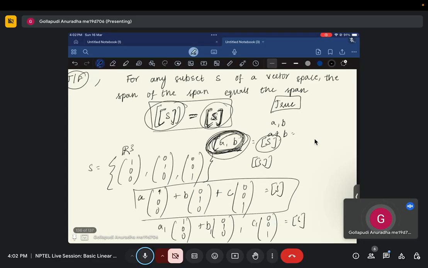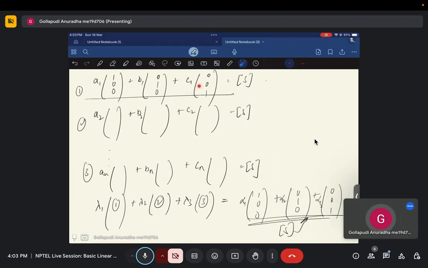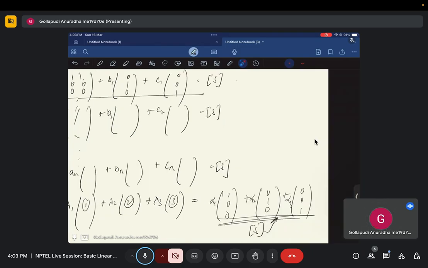What I'm trying to say here is that span means the linear combination of whatever you have there. Is it okay? Yes, ma'am. So there can be so many things in this, but if I take the span again of this, I can again write it as the basic thing I took at the start, as a linear combination. So the span of the span is going to be the span. So that's the true statement, okay?